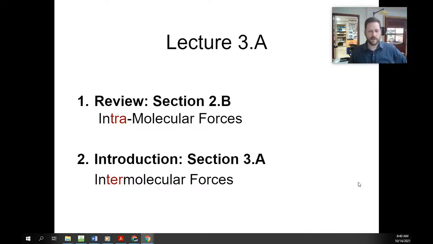All right, so let's begin Unit 3. We're going to start with a review of what we would call intramolecular forces, which is what we were discussing most recently, and then we'll go into a discussion of intermolecular forces, which is really what the beginning of Unit 3 addresses. But that's an important distinction.